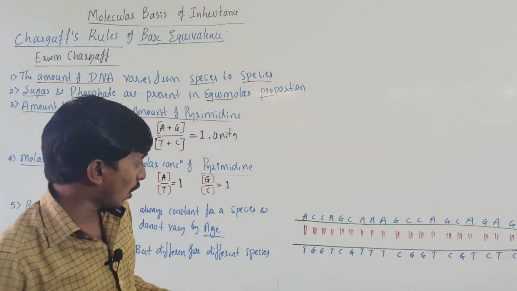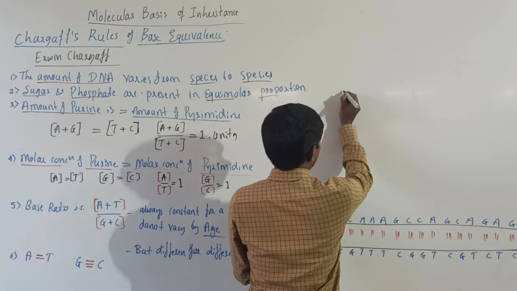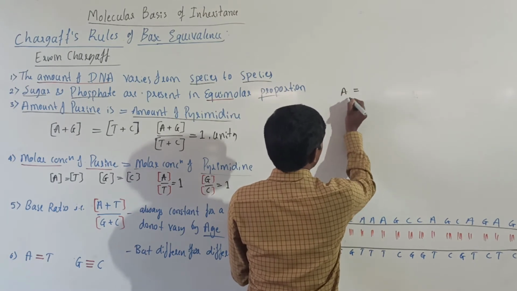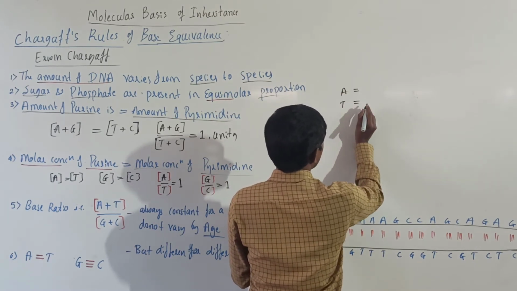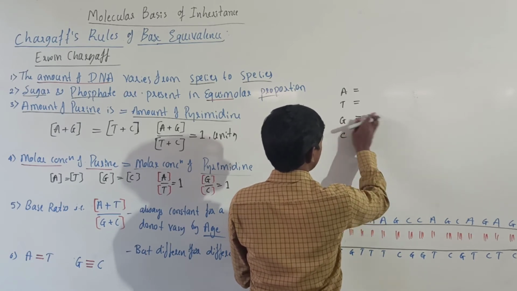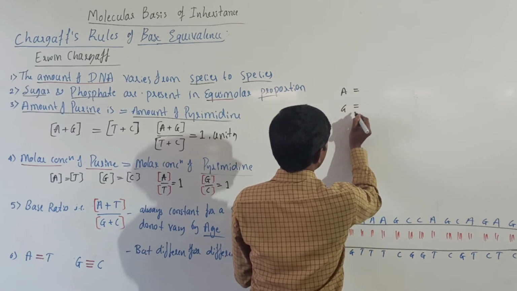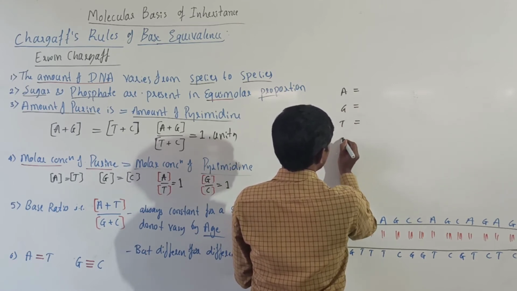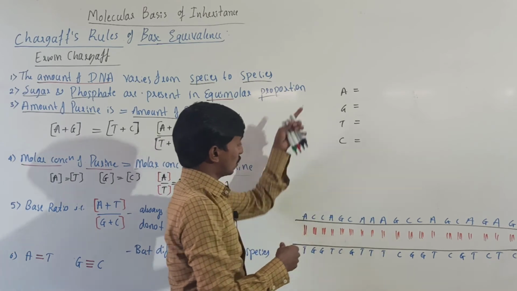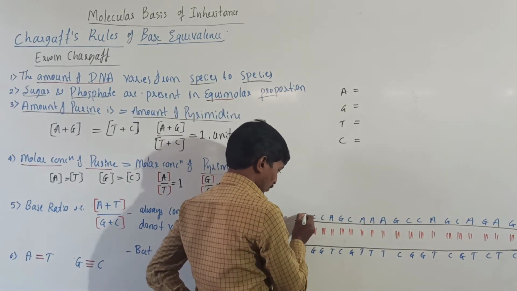Here, first we'll count the number of ATGC. Number of adenine, number of thymine, number of guanine, number of cytosine. Better we'll add guanine first. So guanine, thymine, cytosine. We'll first count the number of adenines in this DNA.